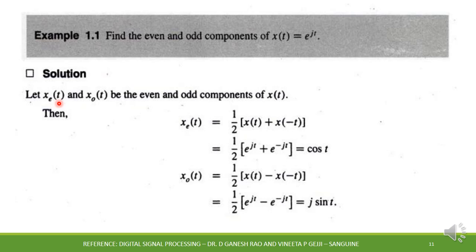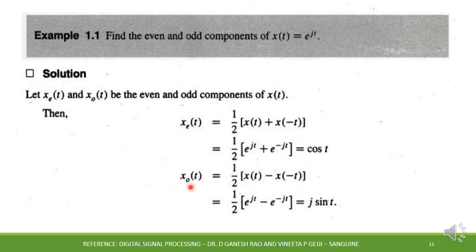Let xe of t and xo of t be the even and odd components of x of t. So how are you going to write it? You have to take the expression for xe of t. Just now we found that it is 1 by 2 times x of t plus x of minus t. Substitute these values. After substituting, in mathematics you are going to get the formula: e to the jt plus e to the minus jt, divided by 2, is equal to cos t. This is the even part of the function.